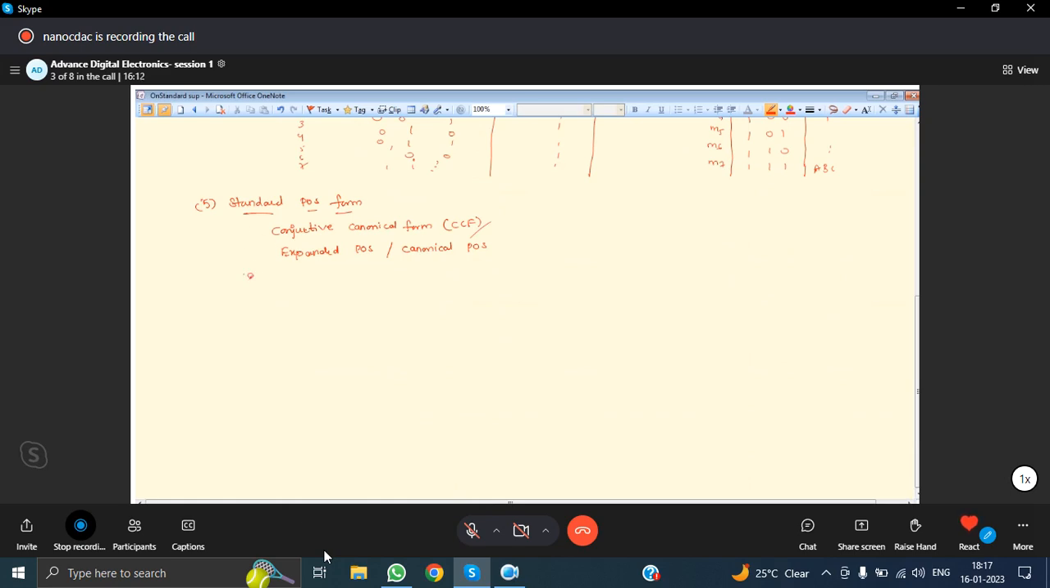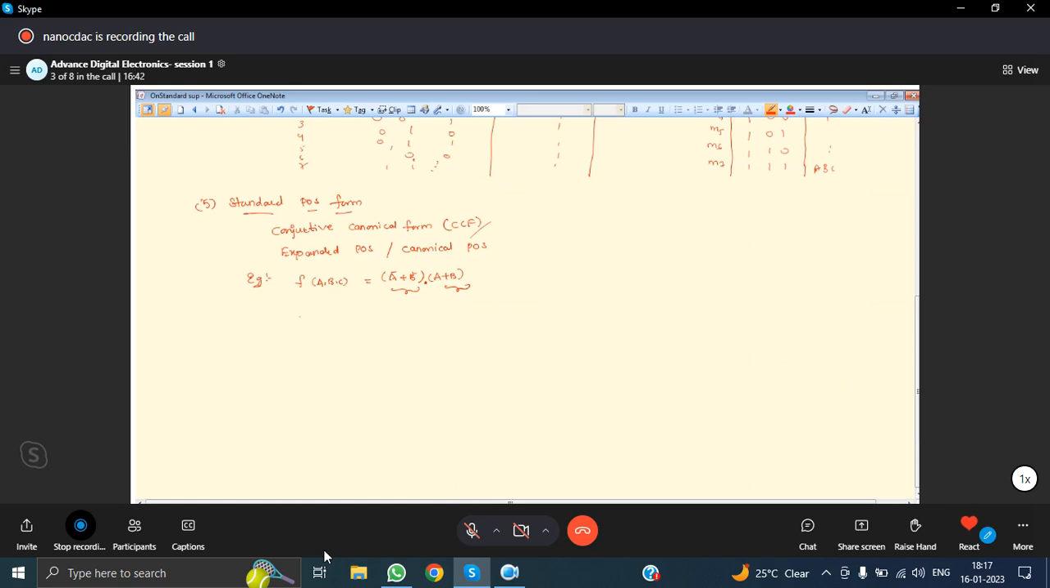For example, a function with variables A, B, C can be represented as (A bar plus B bar)(A plus B). This is nothing but a product of sums, okay, we know that. So this is not the normal POS form.